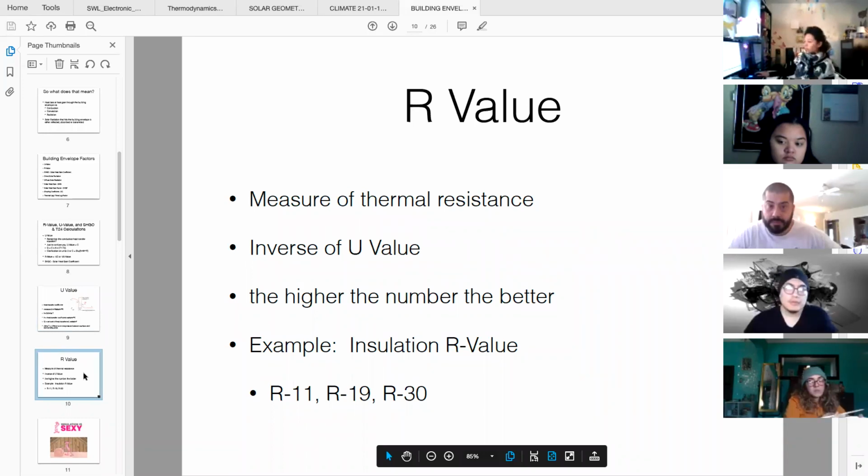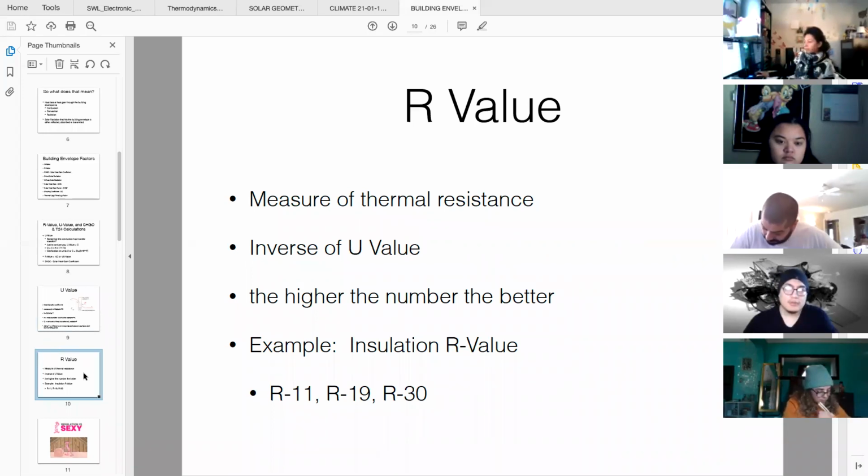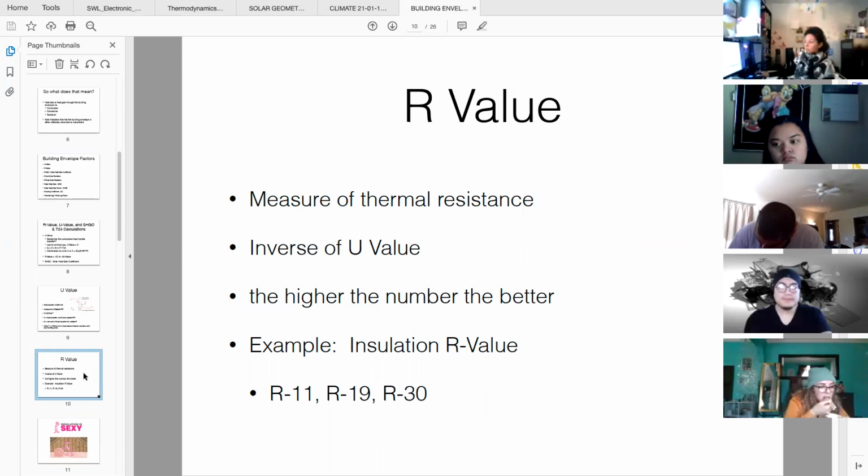So again, this is the resistance. It is measuring the thermal resistance of heat transferring. Again, it's the inverse, the opposite of conductance. The higher the number, the better. For example, with our insulation, the higher the R value, the more it is going to resist the heat transfer.